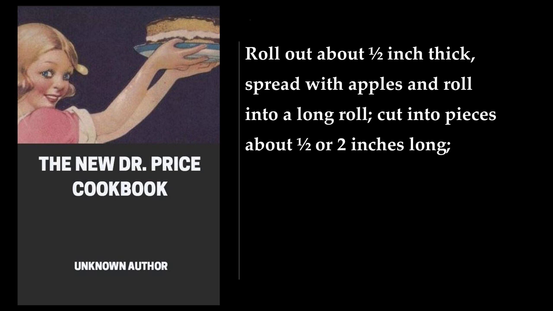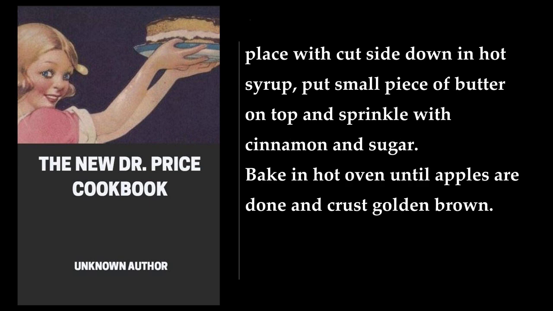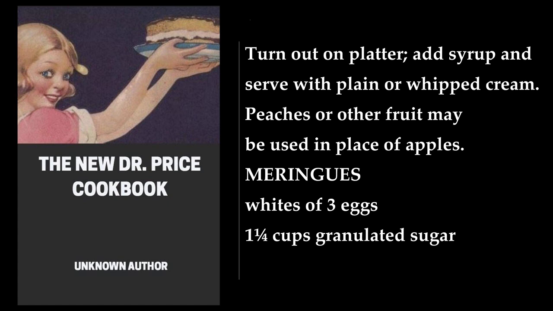Roll out about 1/2 inch thick, spread with apples and roll into a long roll, cut into pieces about 1/2 or 2 inches long. Place with cut side down in hot syrup, put small piece of butter on top and sprinkle with cinnamon and sugar. Bake in hot oven until apples are done and crust golden brown. Turn out on platter, add syrup and serve with plain or whipped cream. Peaches or other fruit may be used in place of apples.